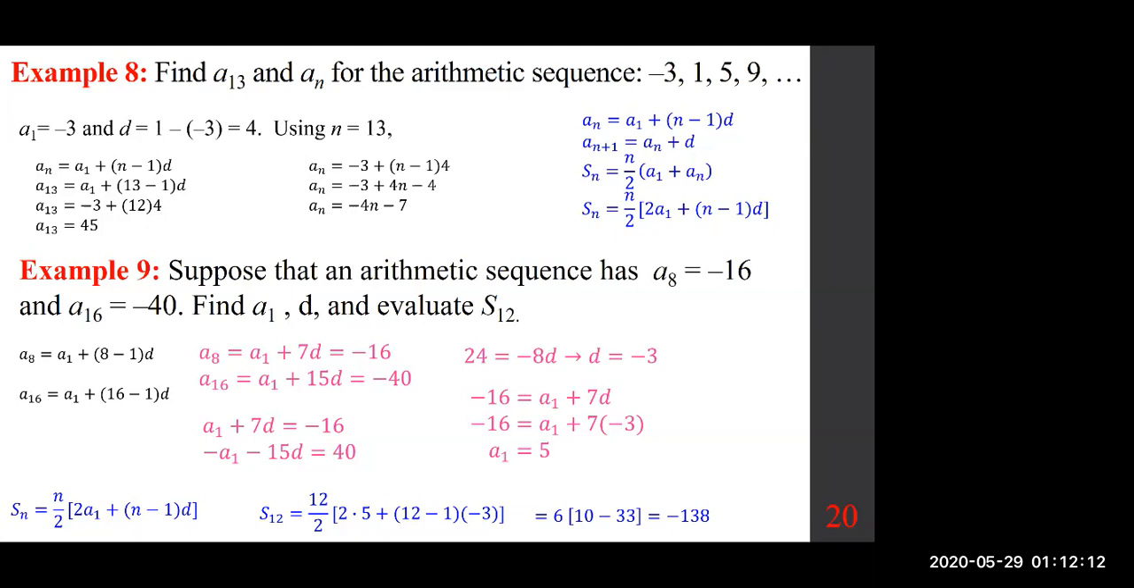Just a quick recap. In the first example, we are given the sequence. All we have to do is find the first term and the difference, and we can find the result. In the second example, we are given specific terms, in this case the 8th one and the 16th one. We went through the process of finding the first term and the difference using systems of equations, and everything else becomes a simple case, and we can easily find the sum.